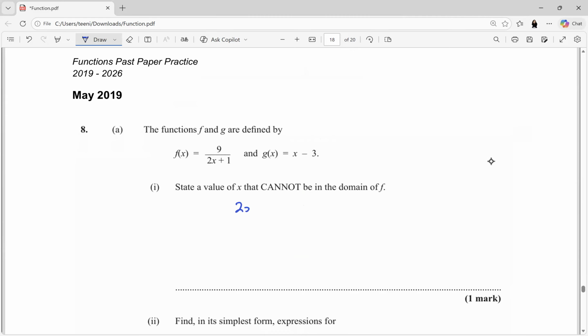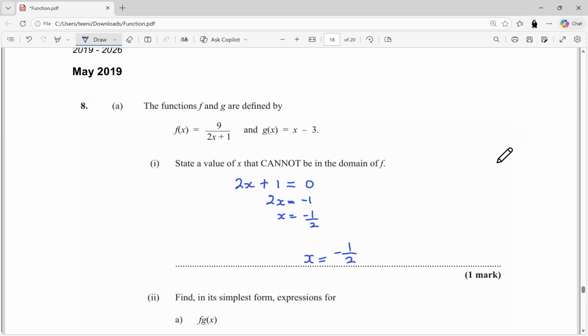So remember the domain of f: if 2x plus 1 is in the denominator, that cannot be equal to 0. So all you need to do is find the value of x that would make this equal to 0. So 2x plus 1, you equate it to 0 and you solve for x. So that will be 2x is equal to negative 1. So x is equal to negative a half. So when x is equal to negative a half, this function will be undefined, right? Because 2 times negative a half is negative 1, and then negative 1 plus 1 is 0. The denominator cannot be 0.